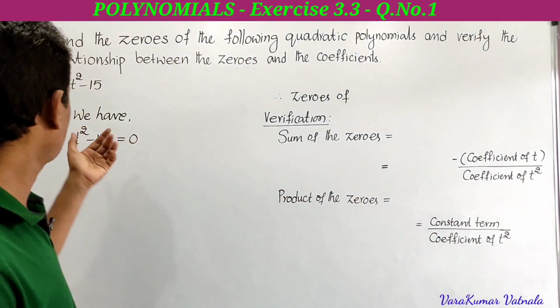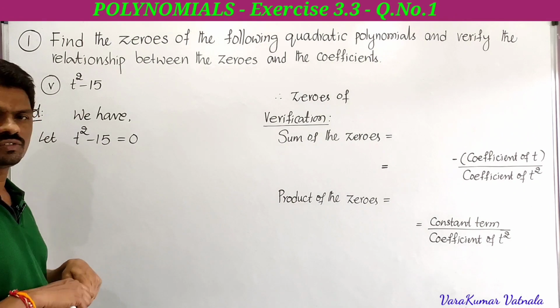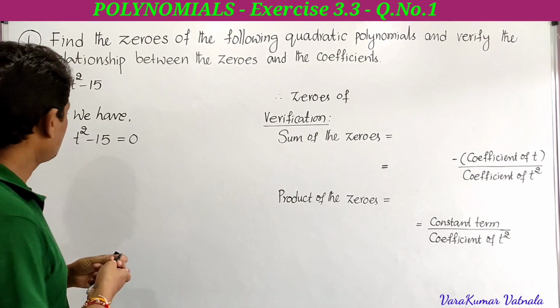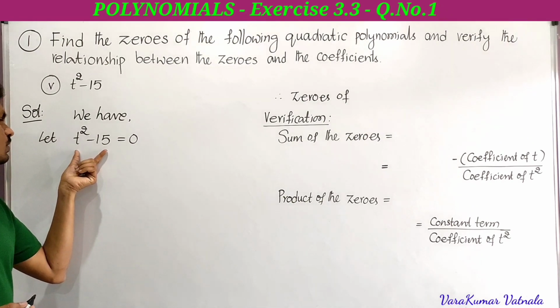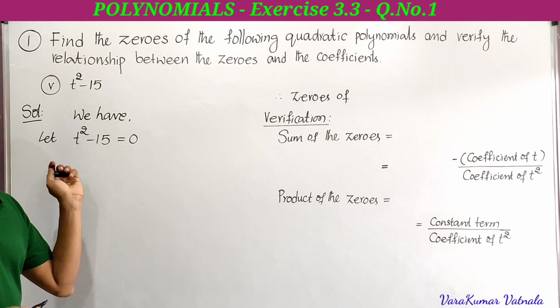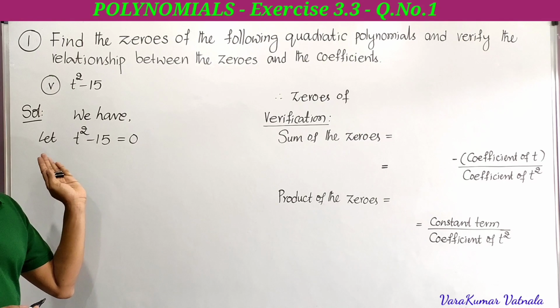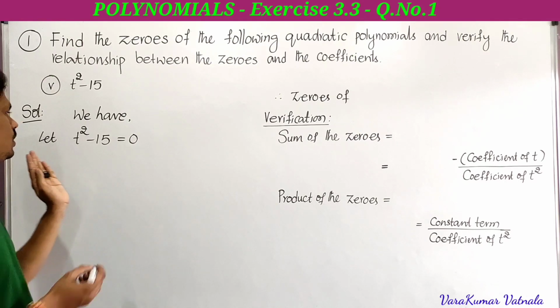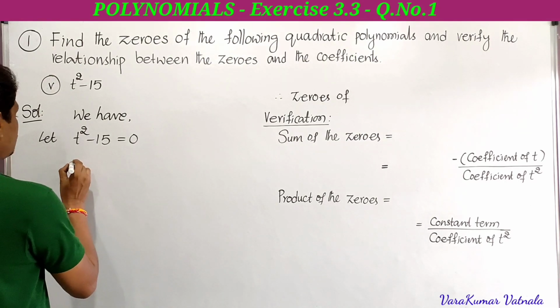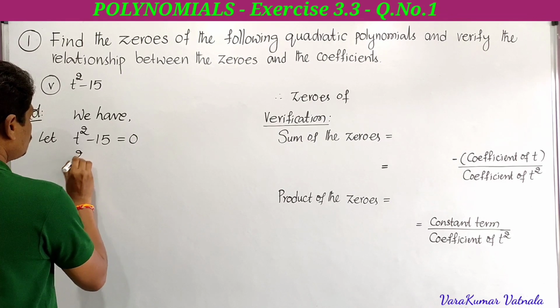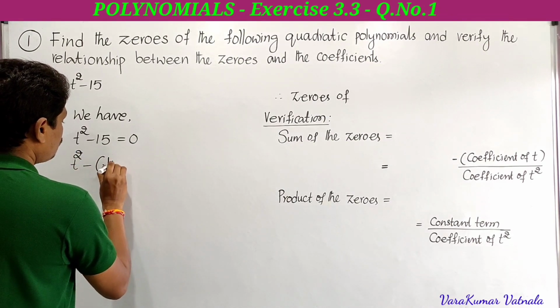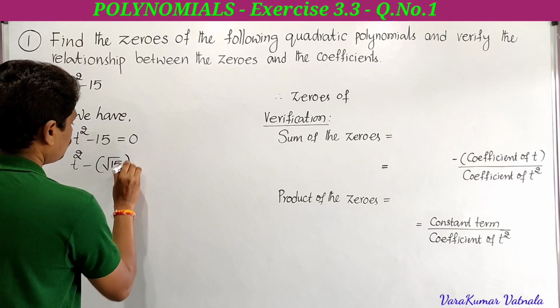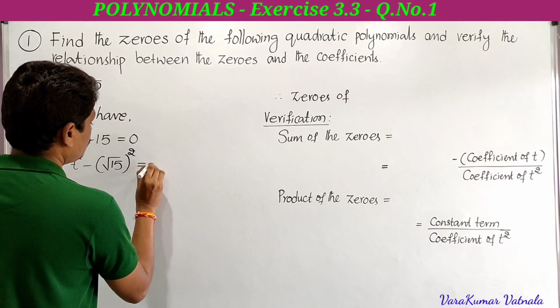So for that, see here we let t square minus 15 is equal to 0. Here there is no t term. So there are only the t square term and the constant term. Now it is very easy to find the roots or zeros. So see here how we can find this. Write t square as usual, minus this 15 I am writing as square root 15 whole square, equal to 0.